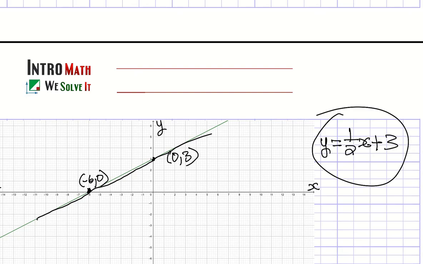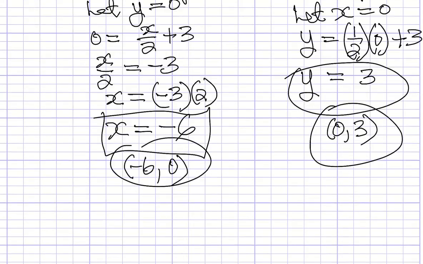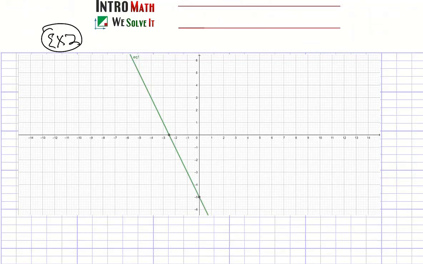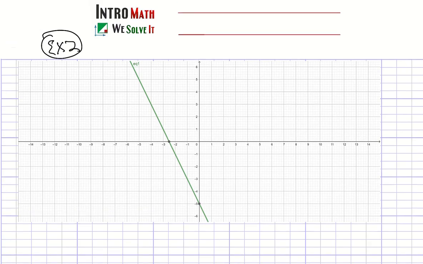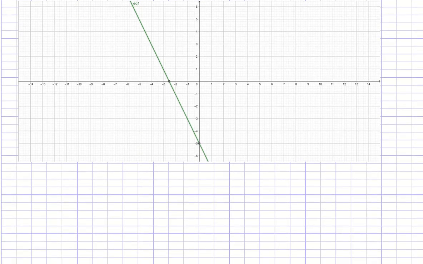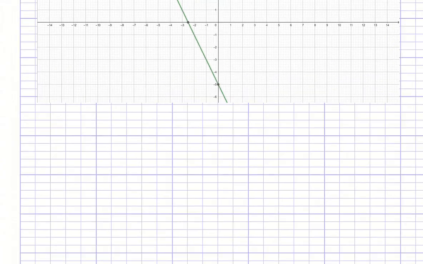Let's go to the second graph. I just want to show you a couple of examples. Okay, here is example 2. I want to make sure you see it clearly. Yes, you can see it clearly. So we do this the way we did the other one. We'll find the x-intercept and y-intercept.